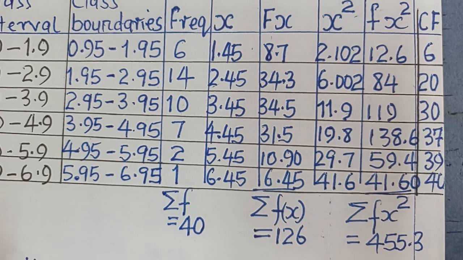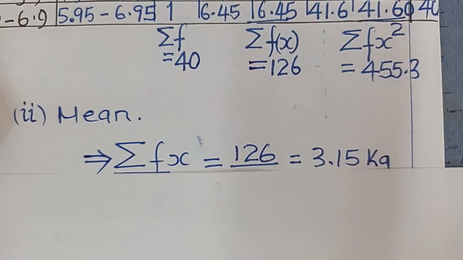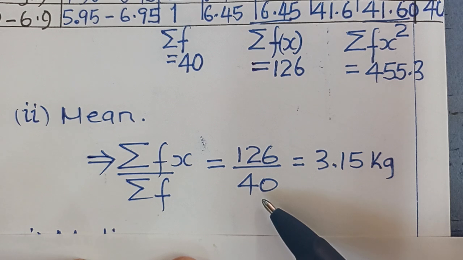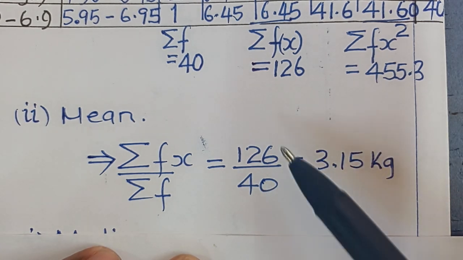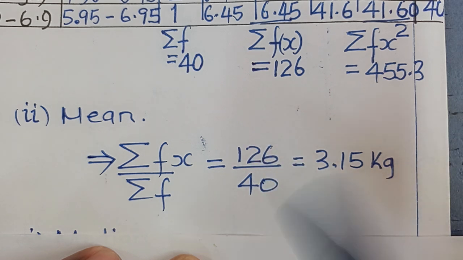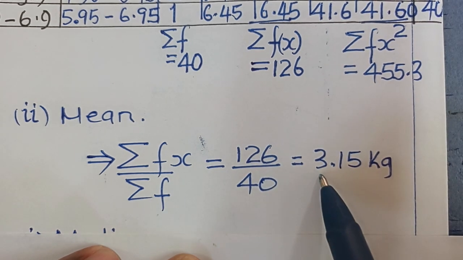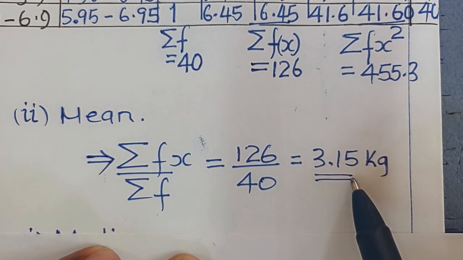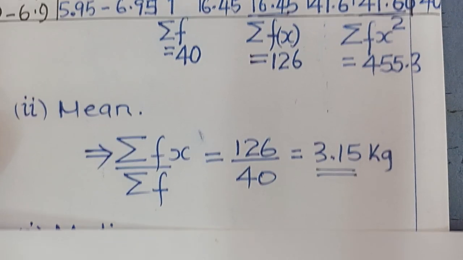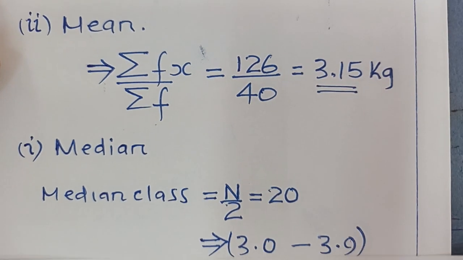Guys, now we come to the mean. For the mean, this is what we have. We have the cumulative frequency, which is 40, or the total number of items, which is 40. We have the summation of fx as 126. And so therefore, our mean mass is 3.15 kilograms.